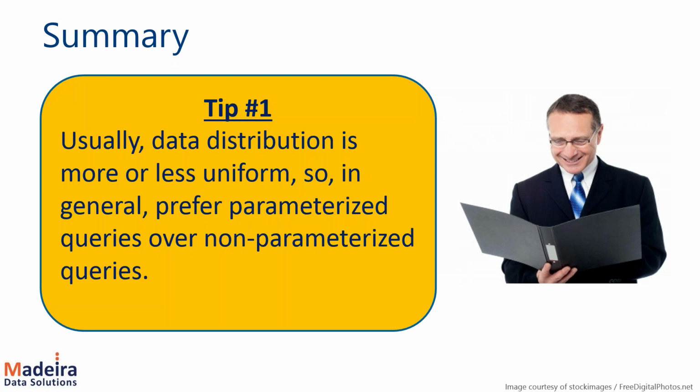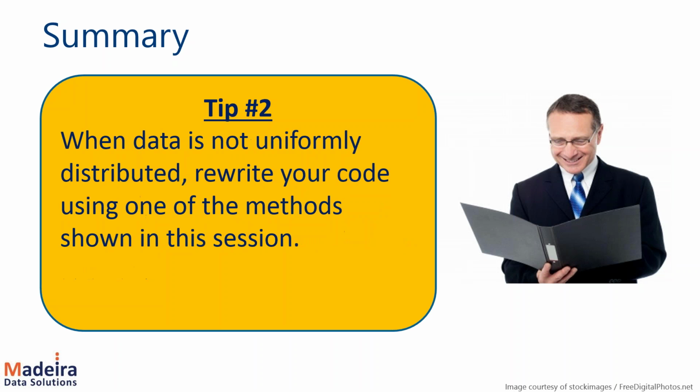And just to take away the tips from this session: in most cases, usually distribution is more or less uniform, and this means we want to have parameter sniffing and we want to reuse the plans in cache, and this means that we want to use parameterized queries. Always prefer, well, almost always prefer to use parameterized queries. When it's not uniformly distributed, you need to rewrite your code and handle this with the methods that we showed in this session.